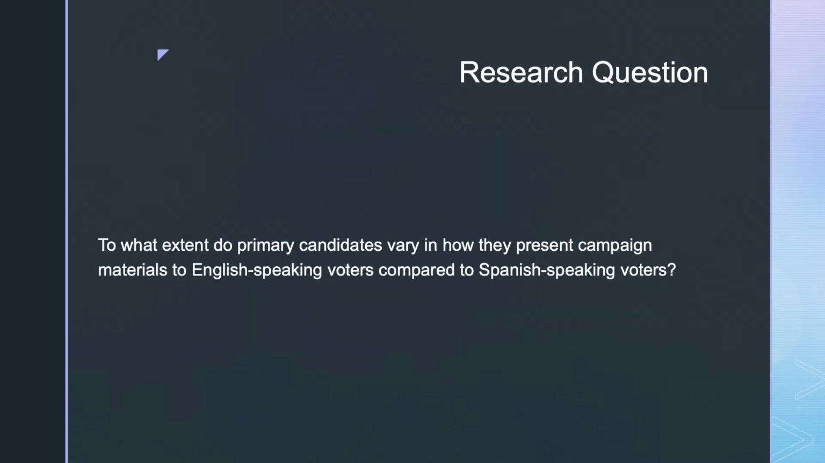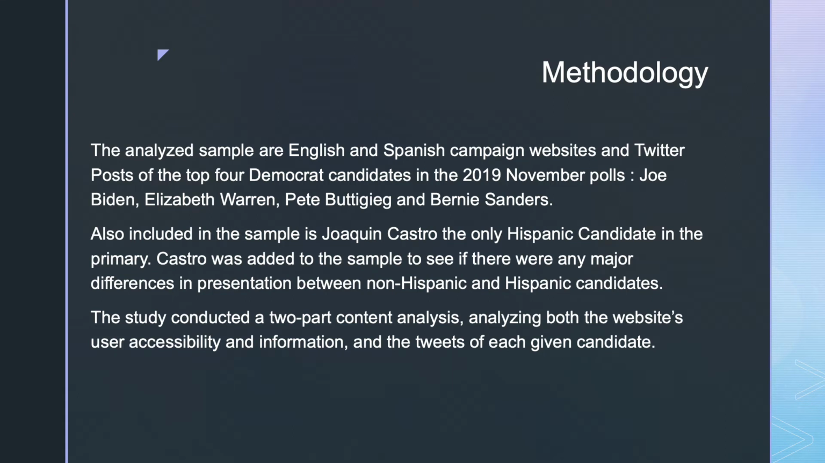The research question that I'm trying to answer is, to what extent do primary candidates vary in how they present campaign materials to English-speaking voters compared to Spanish-speaking voters? To answer this question, I analyzed a sample of English and Spanish campaign websites and Twitter posts of the top 4 Democratic candidates in the 2019 November polls: Joe Biden, Elizabeth Warren, Pete Buttigieg, and Bernie Sanders. Also included in the sample is Joaquin Castro, the only Hispanic candidate in the primary.